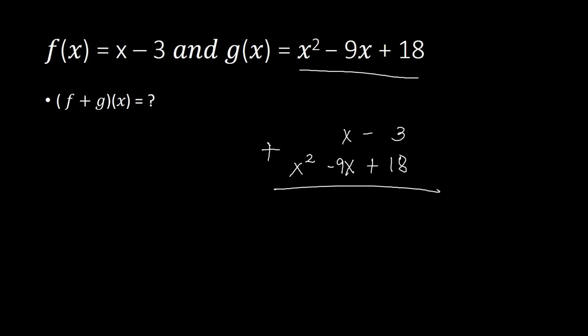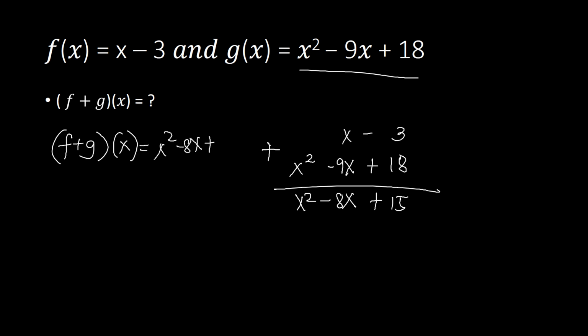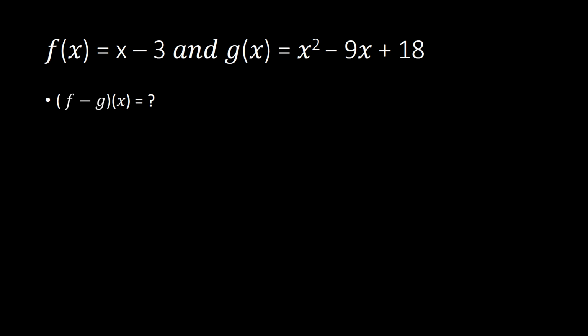Negative 3 plus 18, that will be positive 15. Then we have x plus negative 9x. That will be negative 8x. And then we've got an x squared. So this is now our final answer for f plus g of x. That is x squared minus 8x plus 15. Next, let's go for f minus g of x.